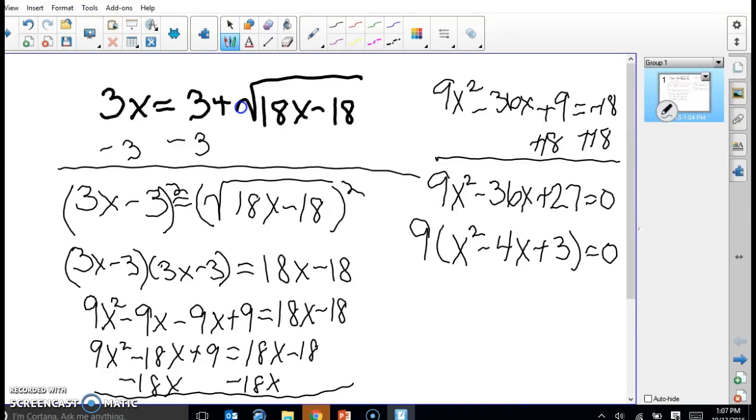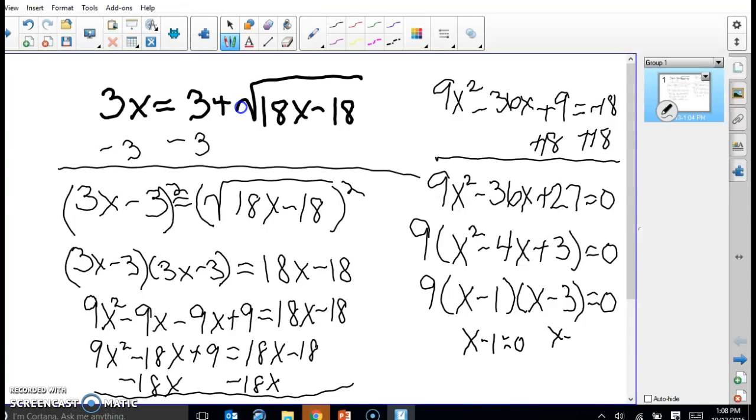Alright, so now I have something that looks friendly. It looks factorable. So what are two numbers that when I multiply them together I get 3, but when I add them I get negative 4? Negative 1 and negative 3. Perfect. So when I solve it, x minus 1 equals 0, and x minus 3 equals 0. So I get two solutions, x equals 1 and x equals 3.